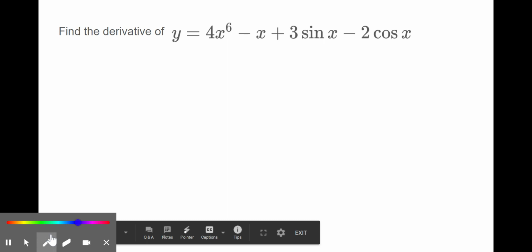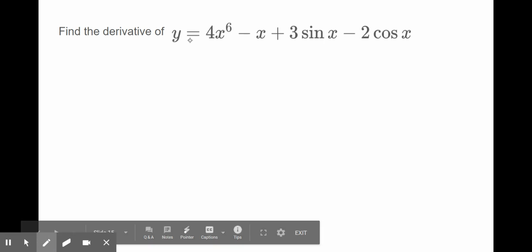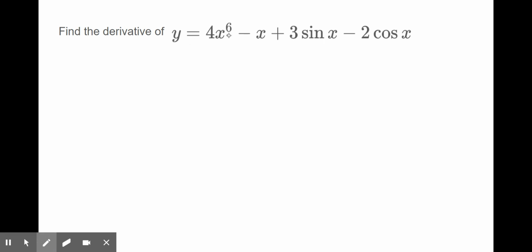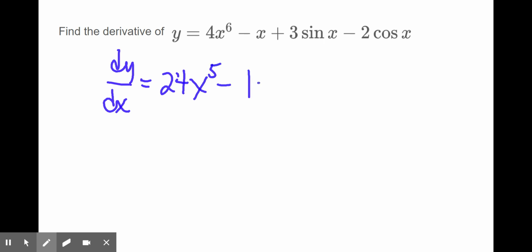Here we go. Find the derivative of y equals 4x to the 6th, plus x, plus 3 sine x, minus 2 cosine x. All right, so this is Leibniz notation. So I'm going to write dy over dx. The derivative of y with respect to x is equal to, bring the 6 down, I'm going to get 24x to the 5th. The derivative of x is 1. Plus the derivative of 3 sine x. Leave the 3 out of it.